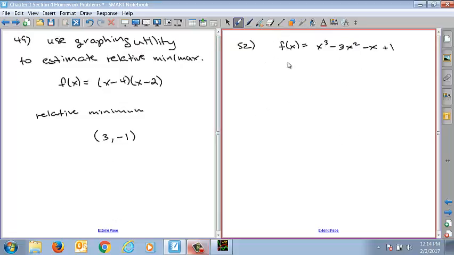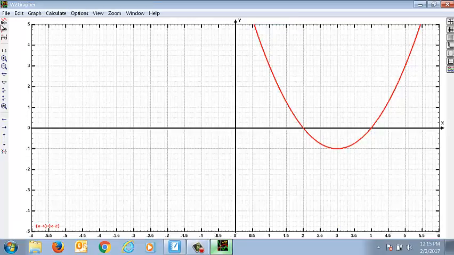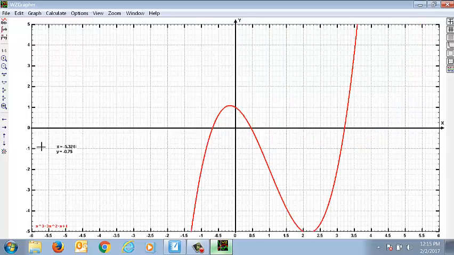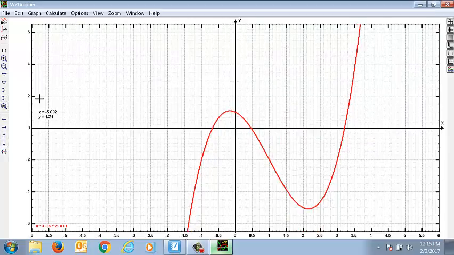And then our final problem is this third order polynomial. So let's plot that. That's number 52. So 52 is x cubed minus 3x squared minus x plus 1. So we graph it, and there it is. I'm going to zoom out just a little bit in the y direction.